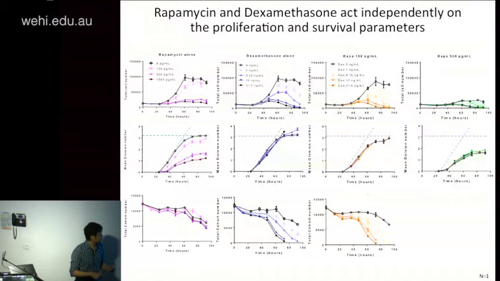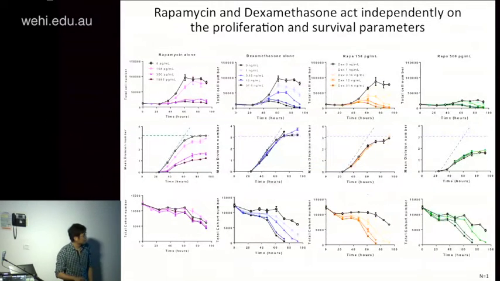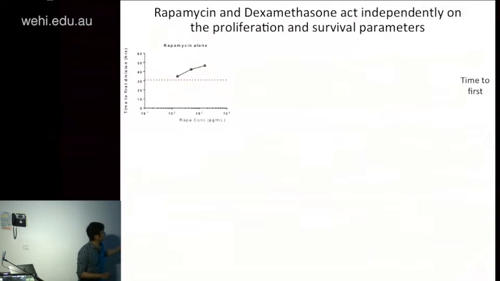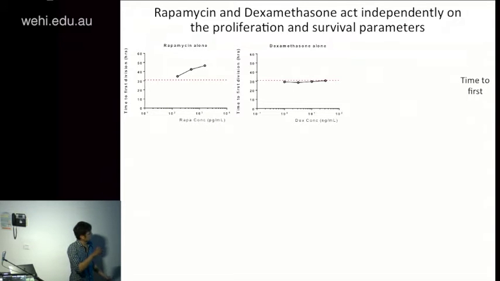So if you were to examine the effects on survival, you can see that for both of these, there is a dose-dependent decrease in survival by dexamethasone. If you were to enumerate these values, this is the effect of rapamycin alone, and this is the effect of dexamethasone alone. You can see that rapamycin increases the time it takes for cells to enter division, and dexamethasone does not affect the time it takes for cells to enter division.